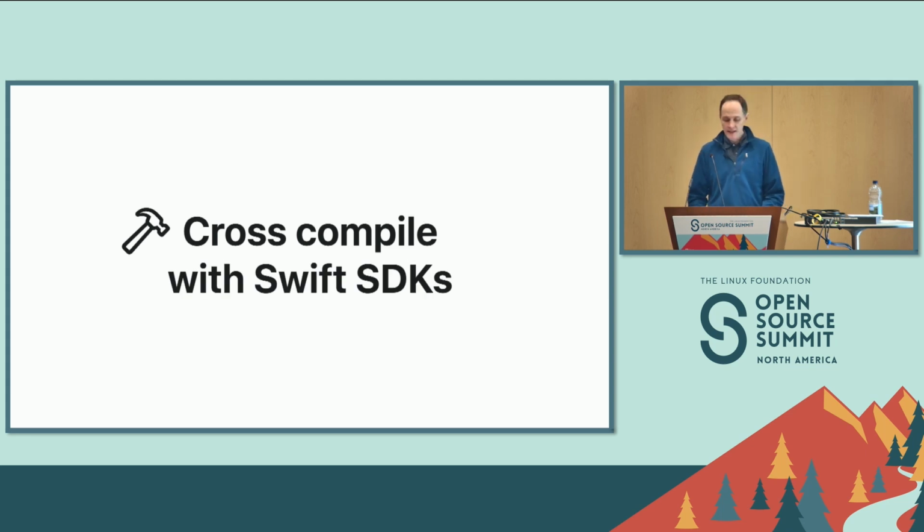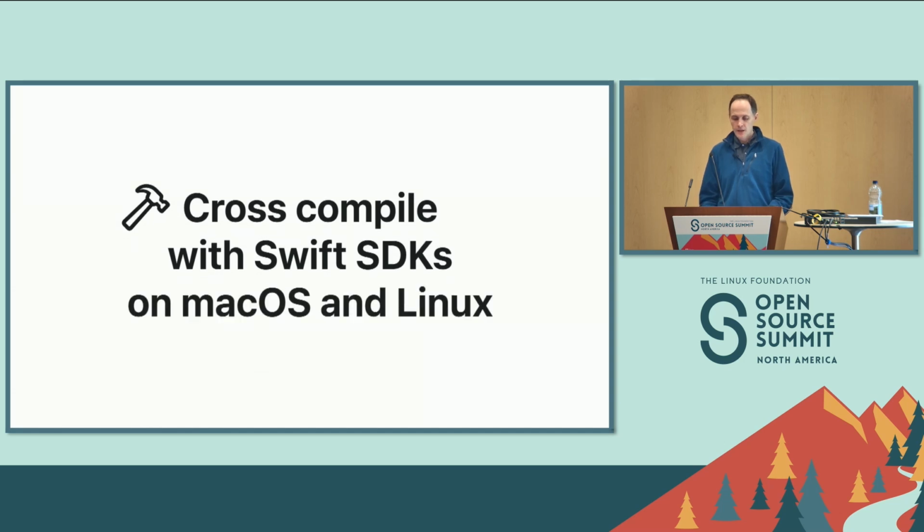And that's where Swift SDKs come in. They provide those supporting files that we need to cross-compile to Linux and even to different processor architectures using the open-sourced Swift toolchain. And cross-compilation is just as useful if you're running Linux. Maybe you have an x86 laptop, but you'd like to deploy on ARM in the cloud. Swift SDKs will let you do that too.